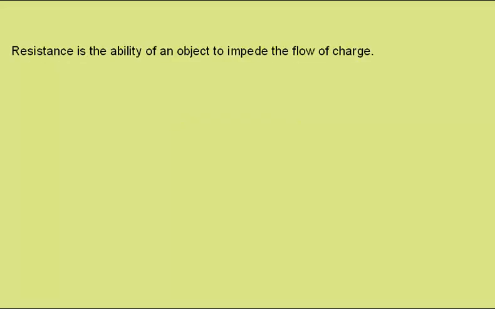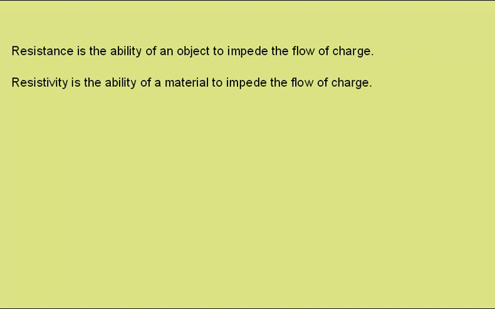Conductivity. Resistance is the ability of an object to impede the flow of charge. For instance, the object might be a resistor or a light bulb. Resistivity is the ability of a material to impede the flow of charge. For example, aluminium or polythene.